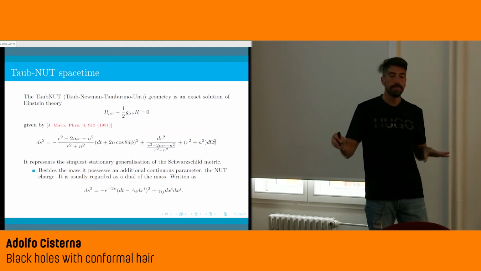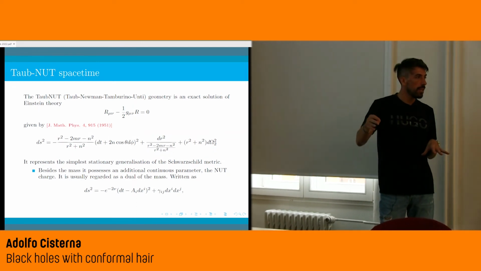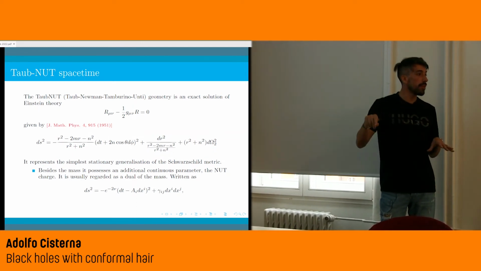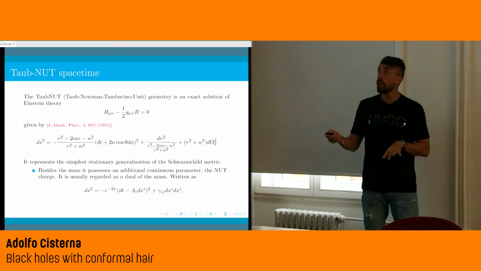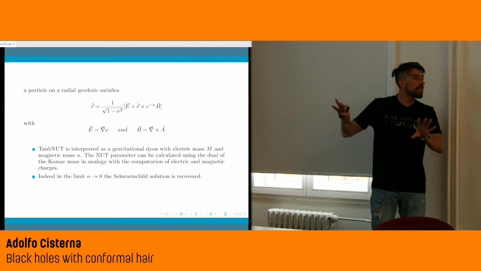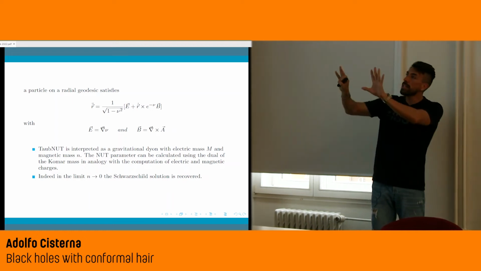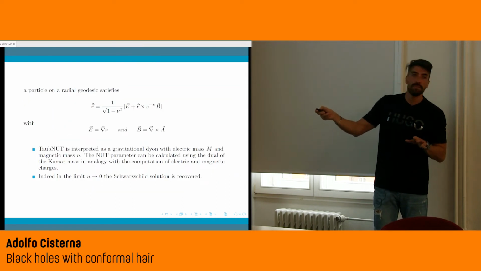Mass and NUT charge, these two new parameters. And just by simply investigating a little bit the radial geodesic, you see that a particle moving in a radial geodesic will follow this equation, where E and B are just two terms that arise in this equation. But actually these two terms are related with these metric functions in this pretty suggestive way.